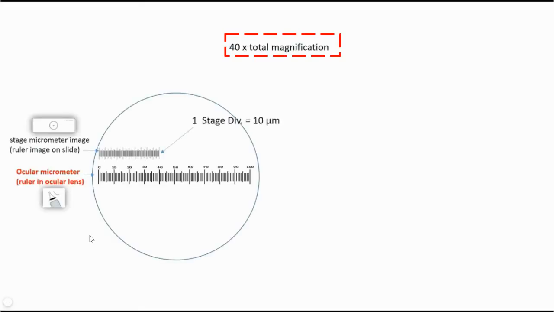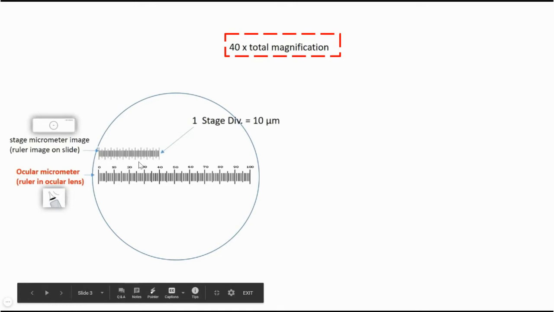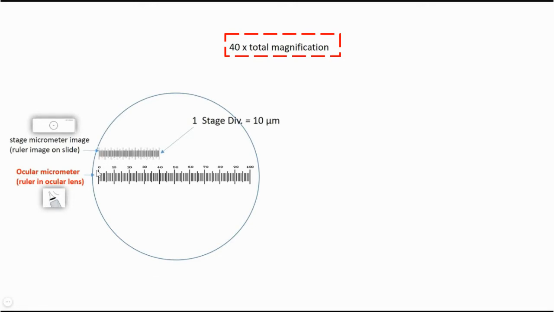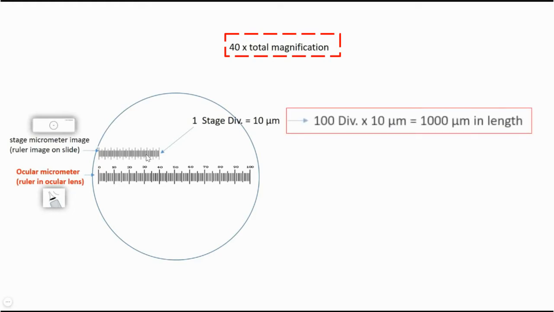How to do that? So this is your 40x field of view, and your stage micrometer is appearing like this because you have slid your stage micrometer to the left so that the zeros are superimposed, and this is your ocular scale. You don't know the length of this scale, but you know the length of this scale. That is, each division is 10 micrometer, if you remember. So now we know that the stage micrometer has 100 divisions, so the whole scale's length is 1000 micrometer.